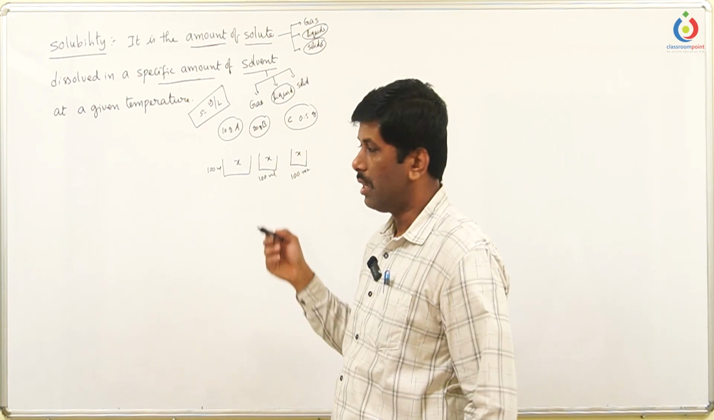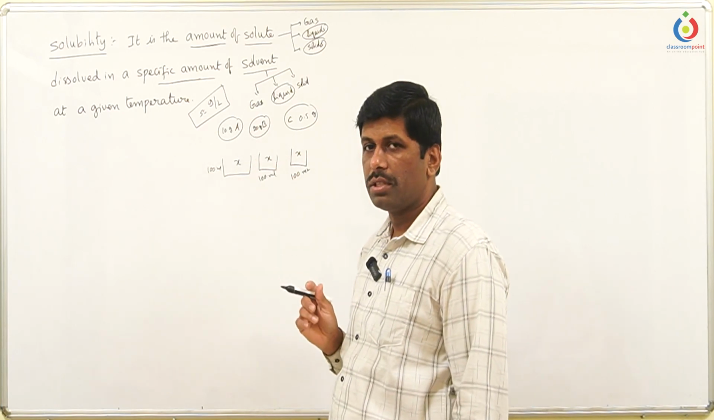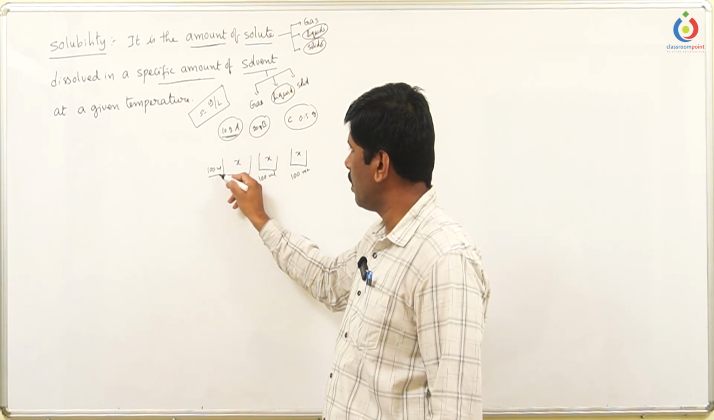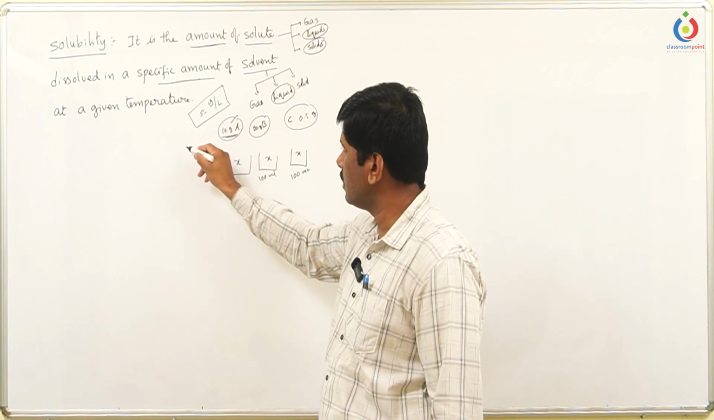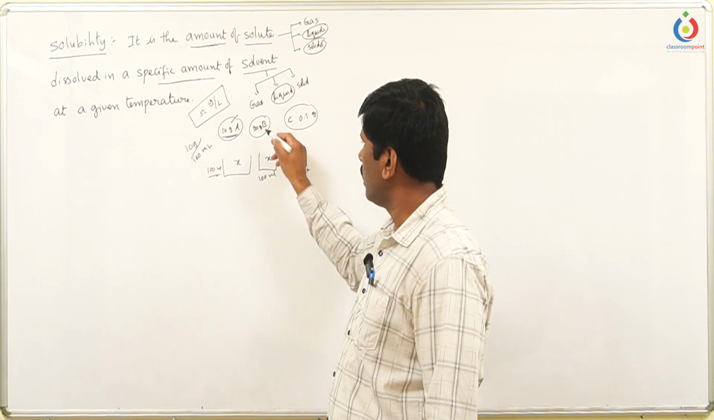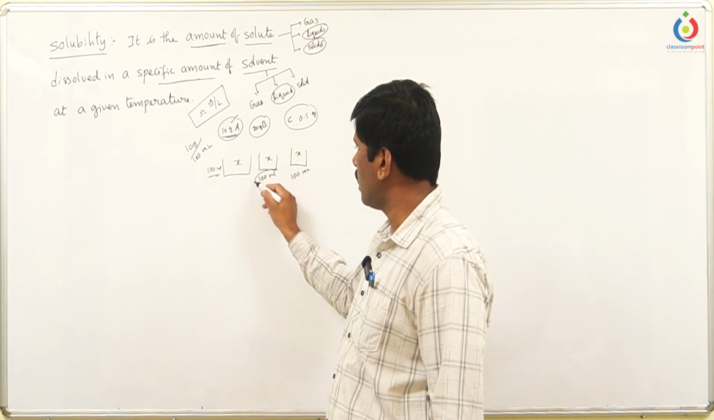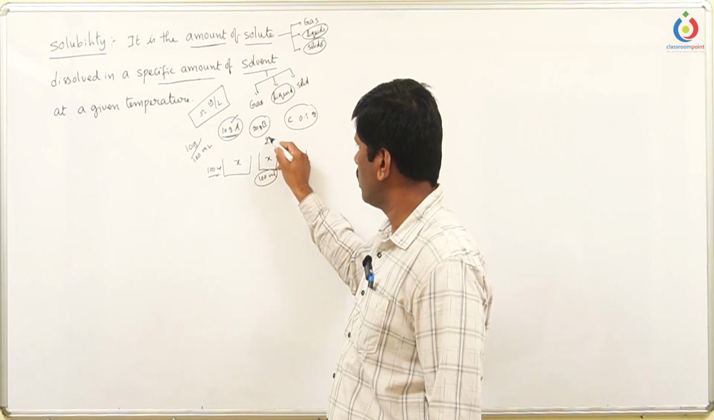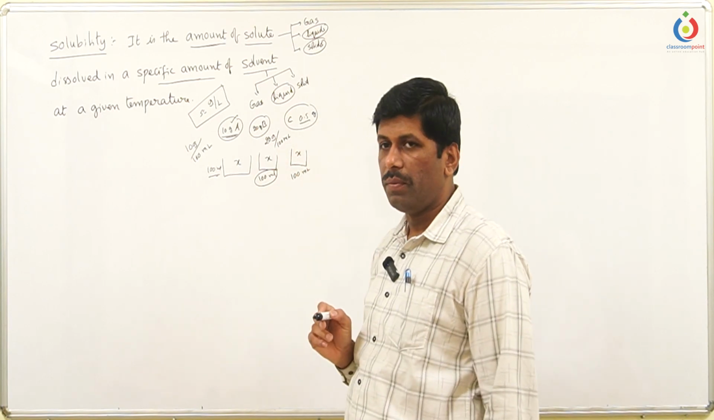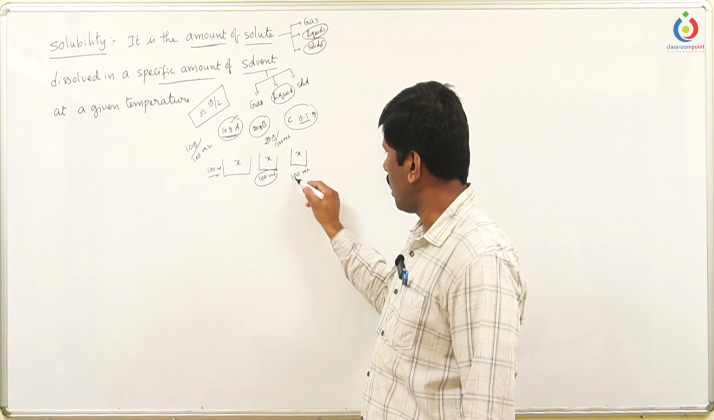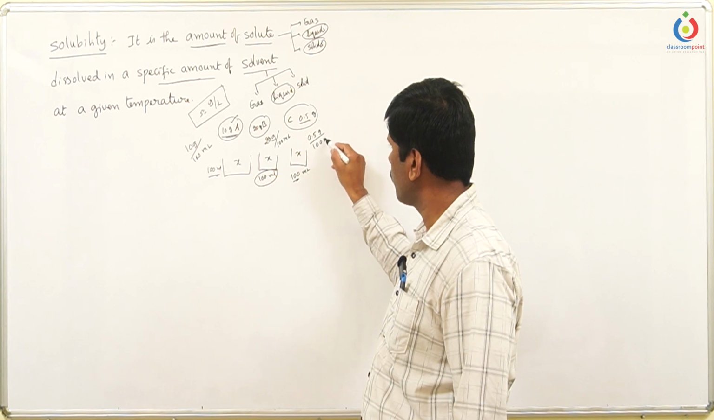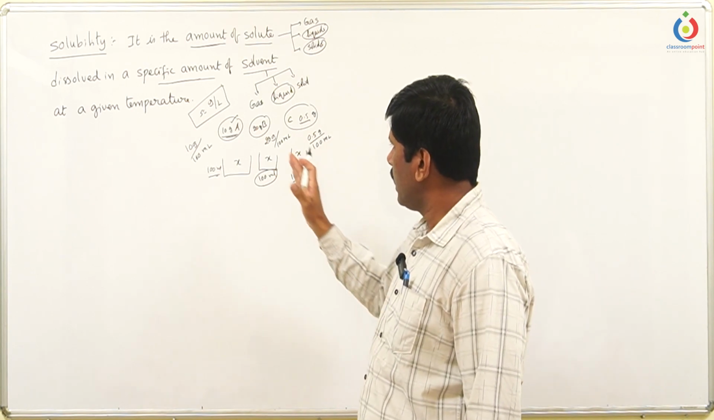In the case of A, 10 grams is dissolved in 100 ml of X, so the solubility of A is 10 grams per 100 ml. Here 20 grams of B is dissolved in 100 ml of X, so its solubility is 20 grams per 100 ml. Only 0.5 grams of C is dissolved in 100 ml of X, so its solubility is 0.5 grams per 100 ml. So here the comparison becomes easy.